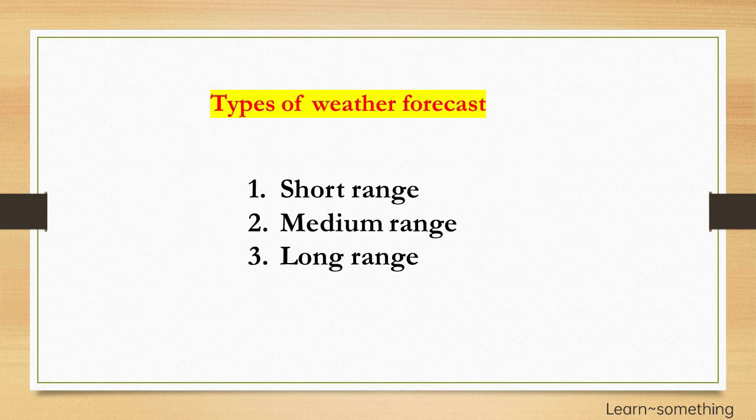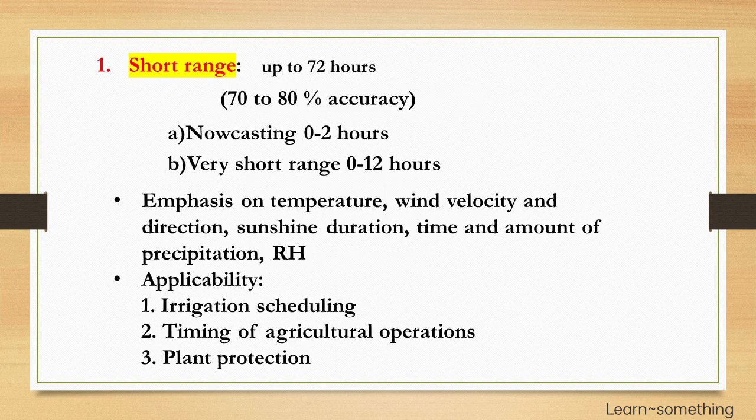There are three types of weather forecasting. First one is the short range weather forecast. Second one is the medium range weather forecast. Third one is the long range weather forecast. Let us see one by one in detail.